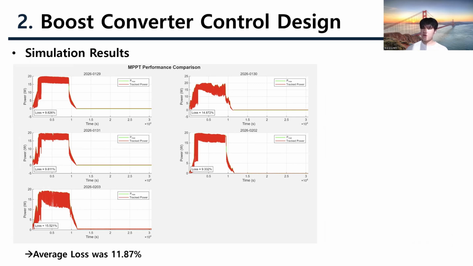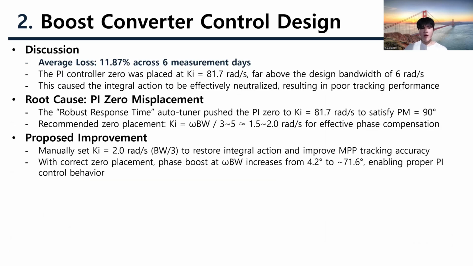and February 5th. These gaps indicate the voltage controller is not tracking the reference voltage fast enough, causing the MPPT algorithm to operate on inaccurate power measurements. So the average loss was 11%, which is higher than expected.